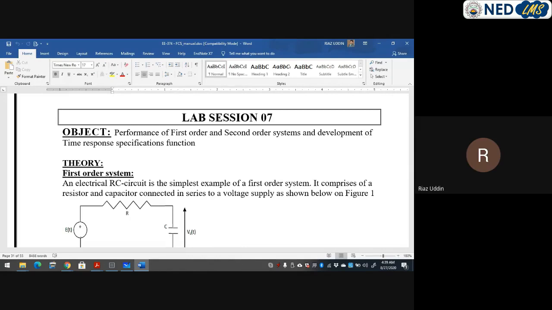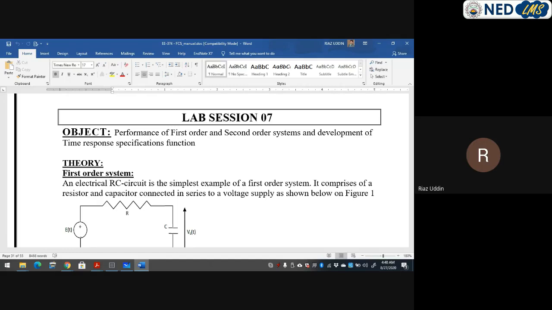Now we are going to move towards another lab, lab number 7. This lab is one of the very fundamental and important labs in order to understand the time domain specifications. As you have already gone through the preliminaries of system modeling, mechanical modeling, and electrical modeling, and you have learned how the ODE solver solves these equations to get the desired response across different systems.